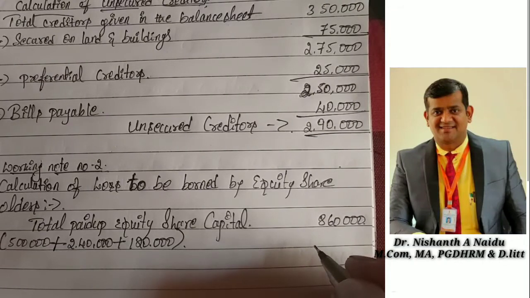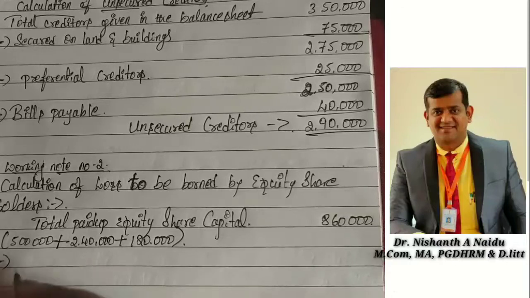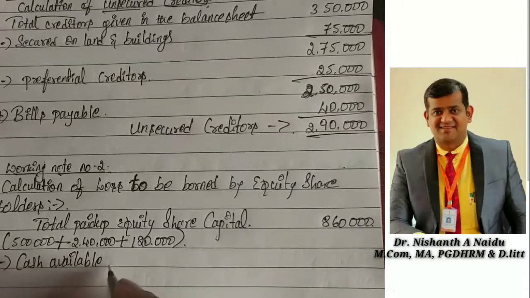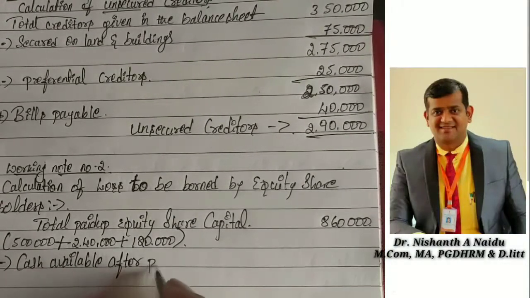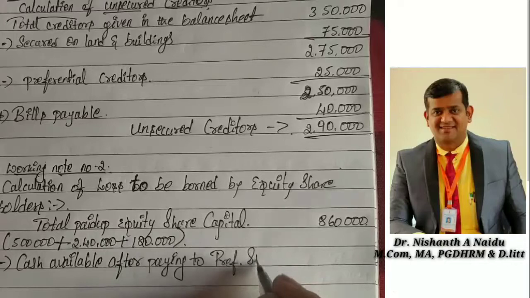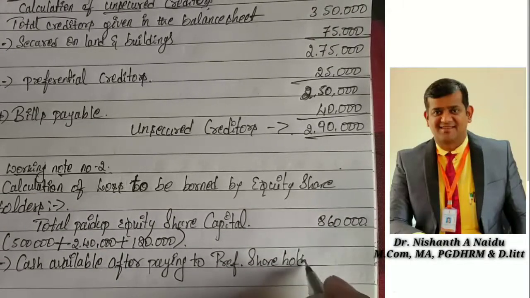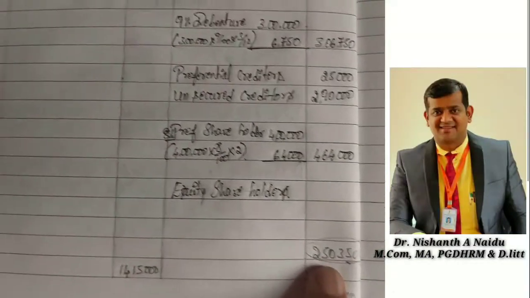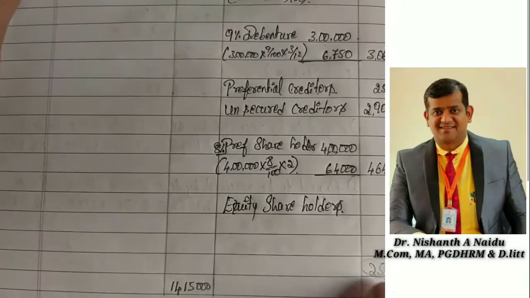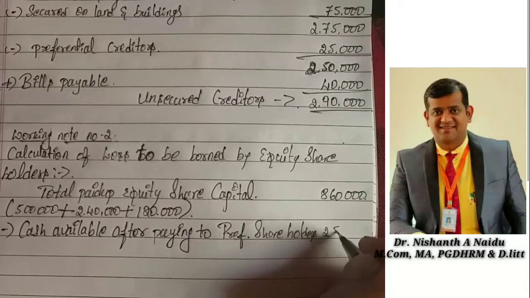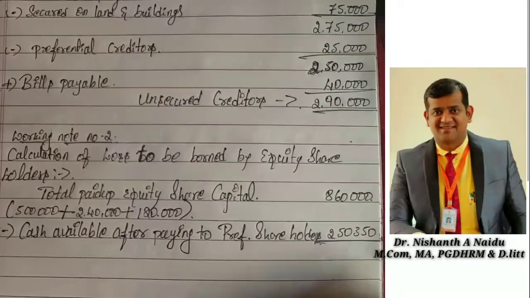Okay. Less cash available after paying to preference shareholders. So how much after paying to preference shareholders? What is the difference? The difference, available cash, 2,50,350. I am writing the same. So that is 2,50,350.